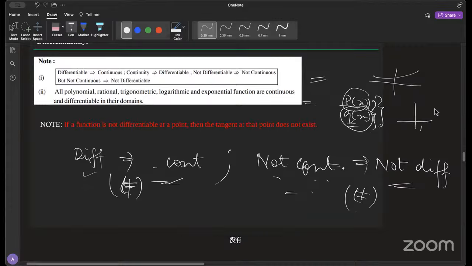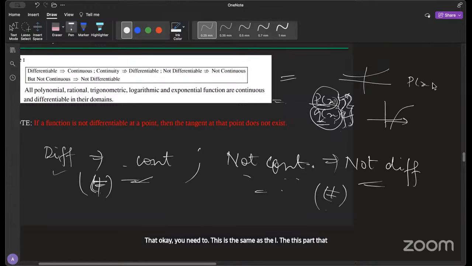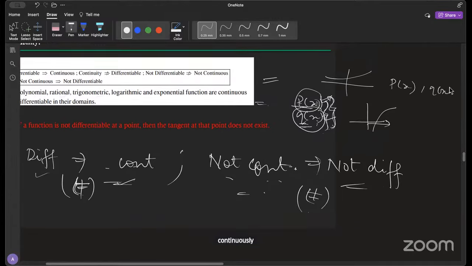Ma'am, what was the point you said in Px upon Qx? I was just defining what a rational function is. A rational function is Px by Qx. Rational functions are the ratio of two functions. But for rational functions to be continuous, you need to make sure that both the numerator and the denominator are continuous, right? This is the same as this part: if your Px is continuous and your Qx is continuous, that means your Px by Qx is also continuous. Same thing.